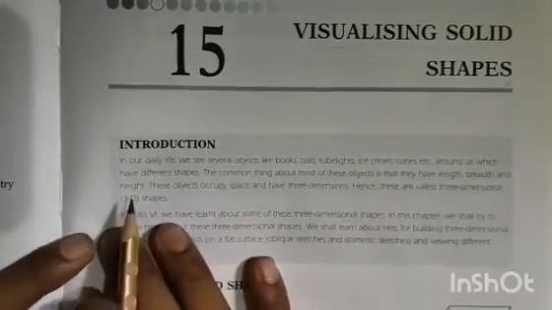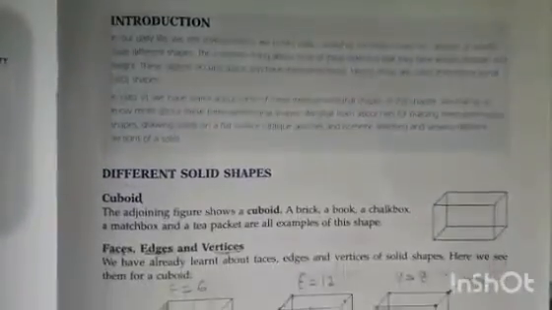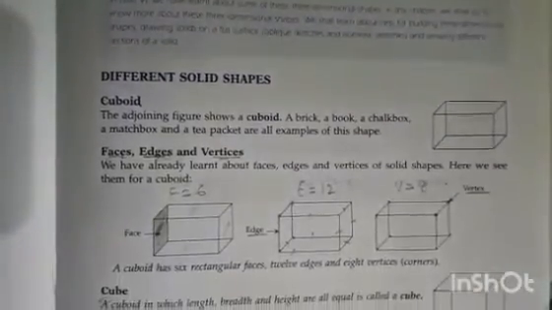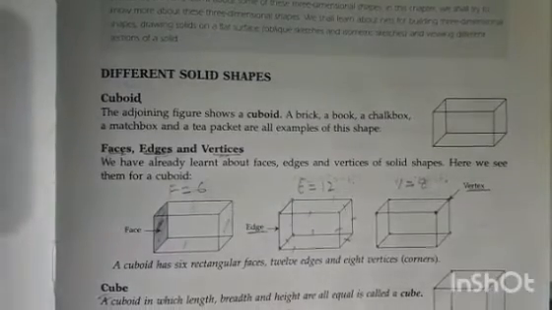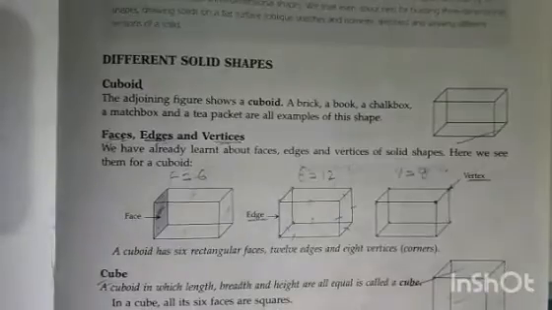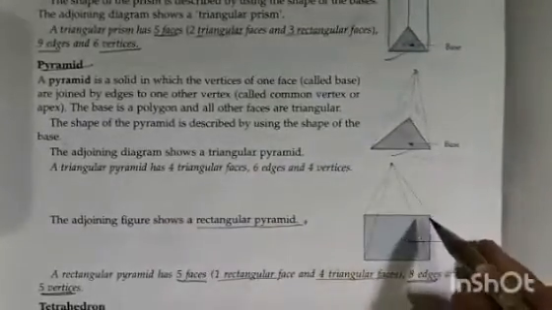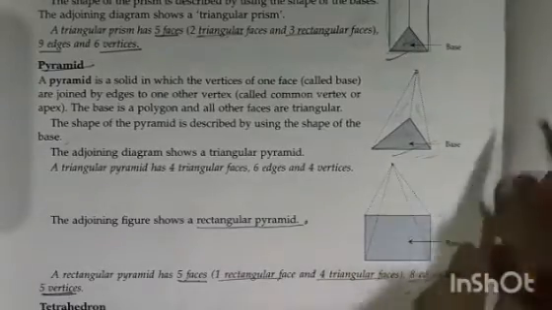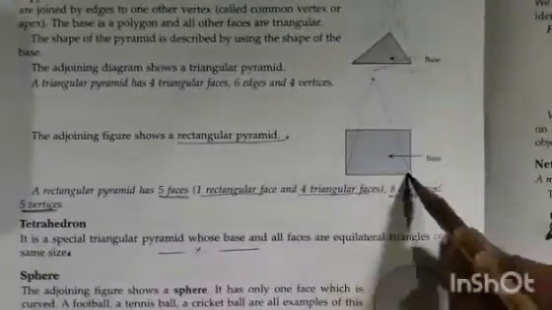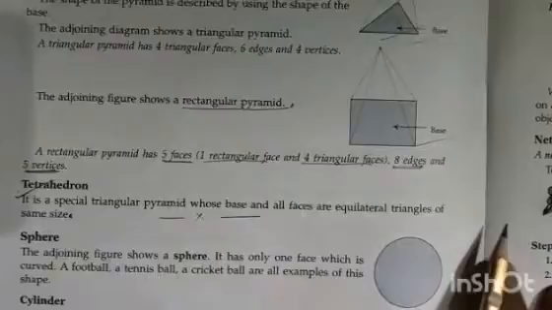Welcome back in this second revision video for chapter 15, visualizing solid shapes. In the previous video, children, we have already seen different terms like faces, edges and vertices of different shapes like cuboid, cube, prism, pyramid, and different types of pyramid, whether it is triangular pyramid or rectangular pyramid. And then we had seen in the previous video finally about tetrahedron. Today we are going to start with sphere, children.